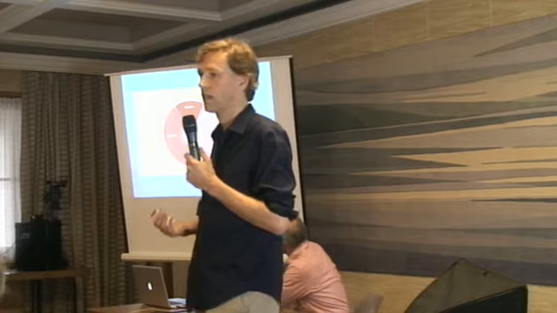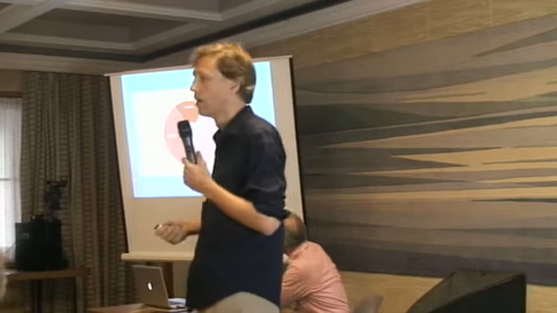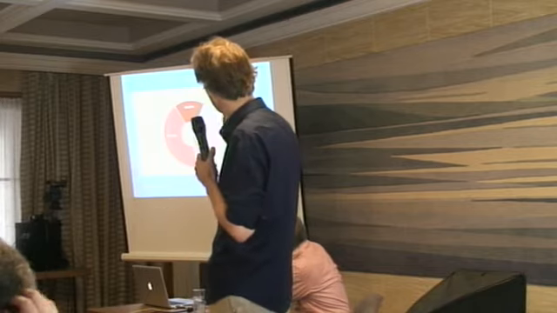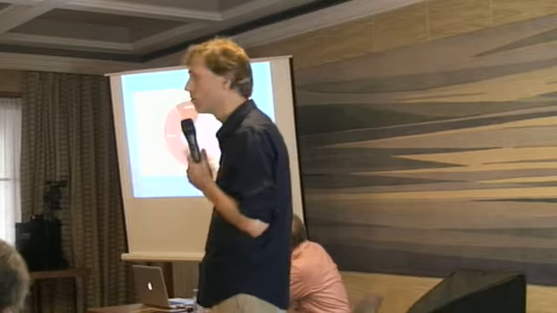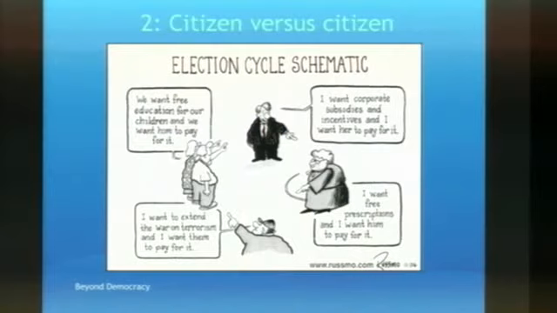So let's kick the can down the road, and you can see that in the amount of debt accumulated by the U.S. presidents. This is some older data, so we have to give Obama a bit more time. But he will catch up.